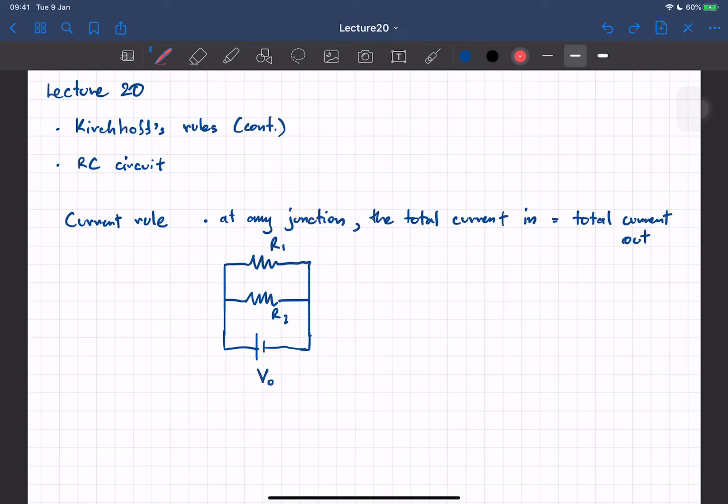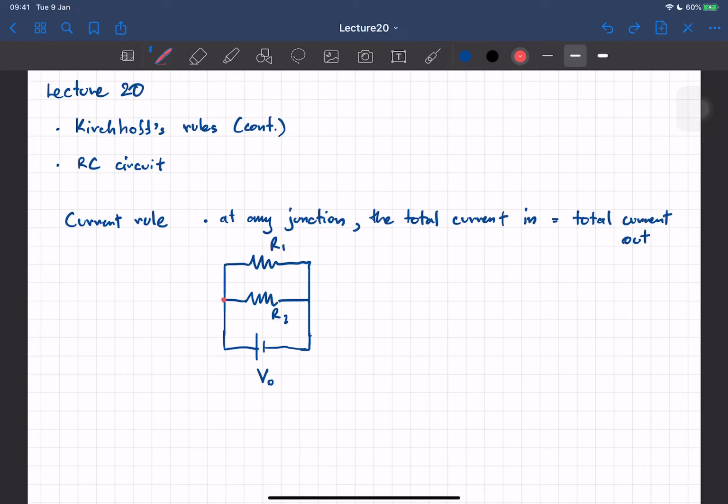The current rule that we talk about at this moment is about any junction that you have in the circuit. A junction is just like an intersection in a road when you drive. So in this case, there are two junctions, one here and the other one here. Junctions require at least three branches. If you have just two branches, those are not junctions.